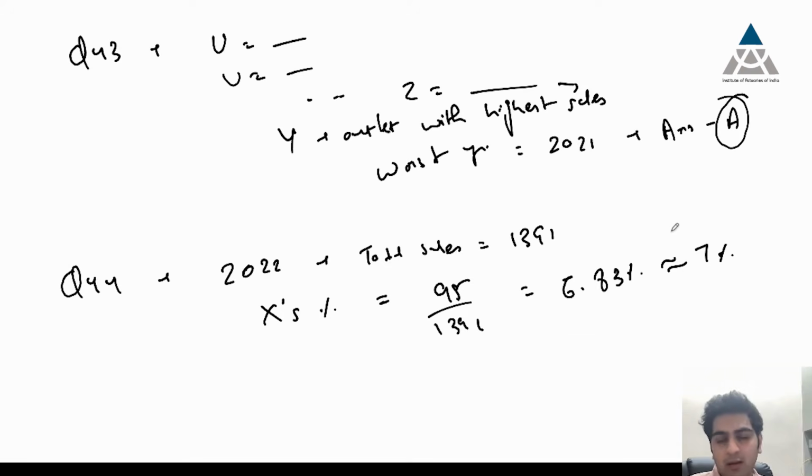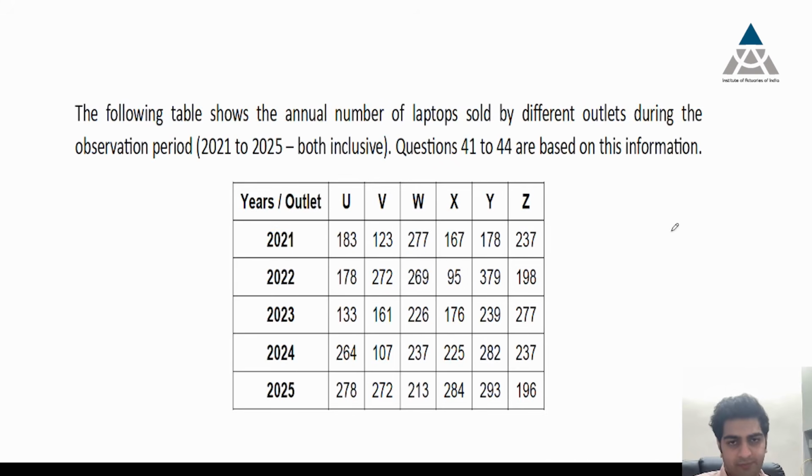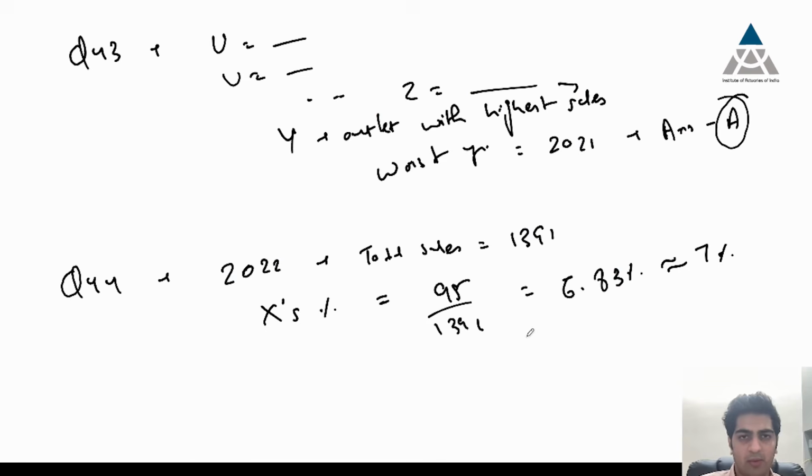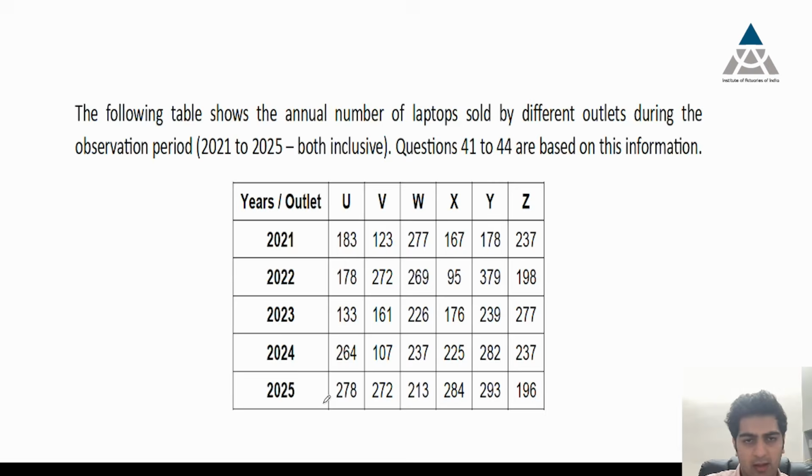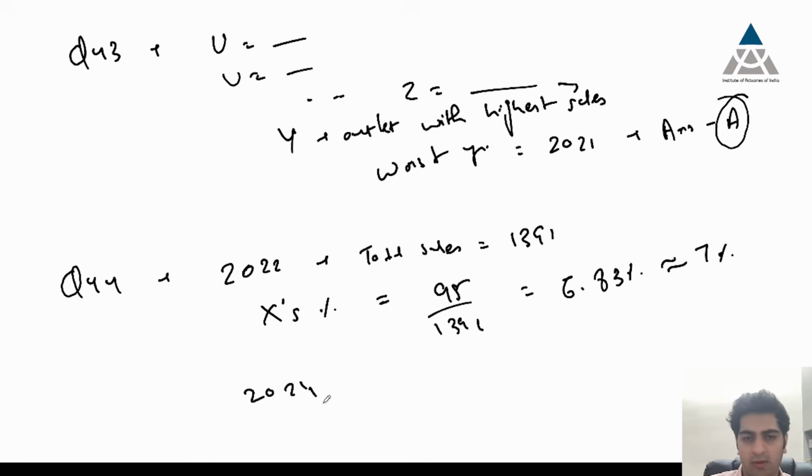Let's just double confirm with respect to V. So V's worst year was this 2024. Let's just double confirm it quickly. So 264 plus 107 plus 237 plus 225 plus 282 and plus 237. So that's 1352. So the total sales, and this was year 2024, right? 2024. Yes. So total sales in 2024 were 1352.